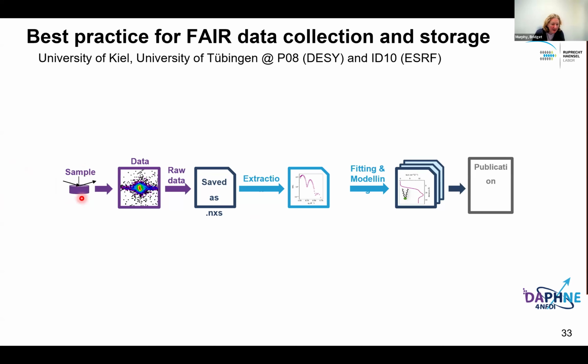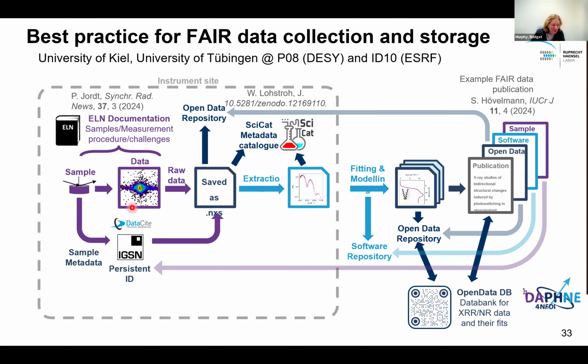So life starts, you've written your proposal, and then you come to the synchrotron with your sample. And hopefully, when you have your sample, first of all, you will record it with an IGSN number. This provides the information on your sample for your later publication. You use an electronic laboratory notebook, and this is what we have described in Synchrotron Radiation News in 2024, where you also have your beamline paper.